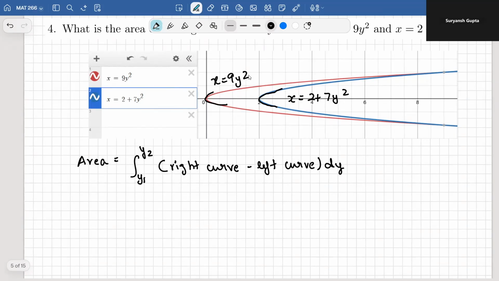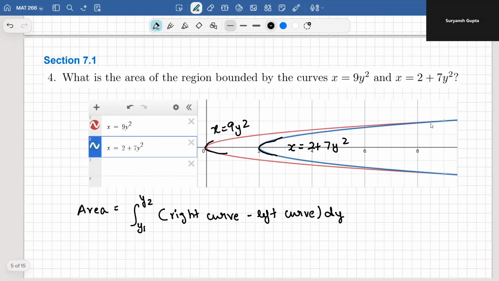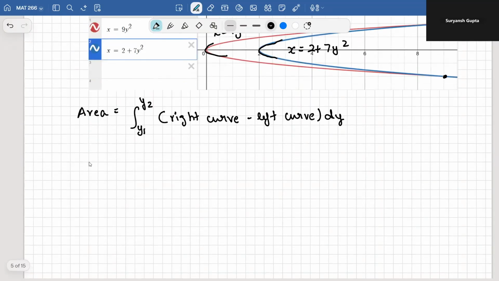All I need to do is find my y1 and y2. y1 and y2 are the coordinates where these two intersect. So on the graph here, they would be this coordinate and this coordinate. And the way we would find it is we would just equate these two equations together. I'm given that x is equal to 9y squared and x is equal to 2 plus 7y squared. To find those coordinates, I'll just equate them together.